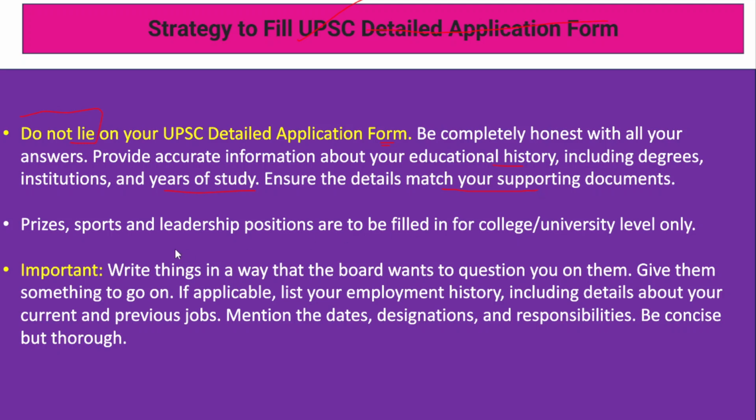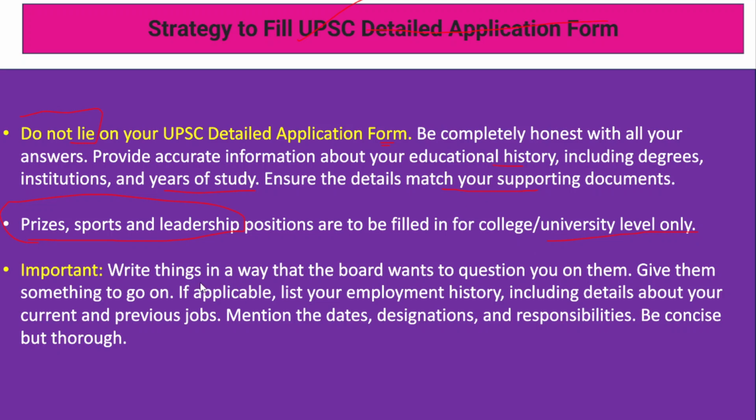Now, when you write about prizes, sports and leadership positions in your college or university, UPSC board members will also ask questions on that aspect. They want to know whether the candidate really played or won these prizes, really played the leadership role, or is just writing it here. If you are uncomfortable answering those questions, it generally creates a negative impression on you, and that will also reflect in your actual marks.